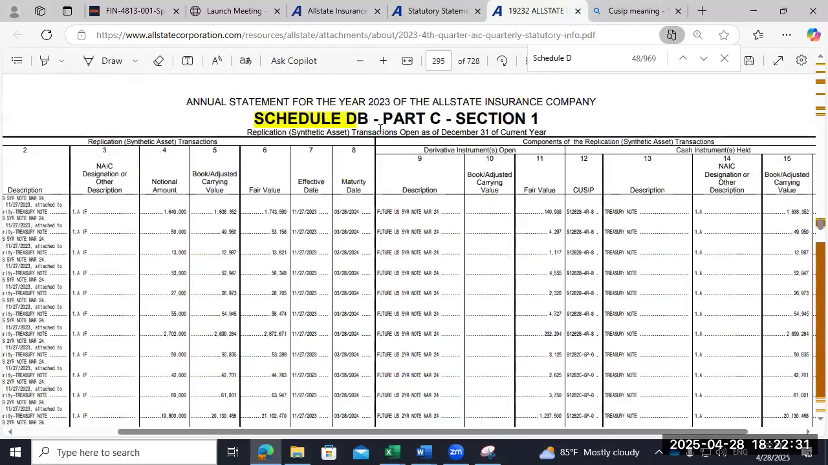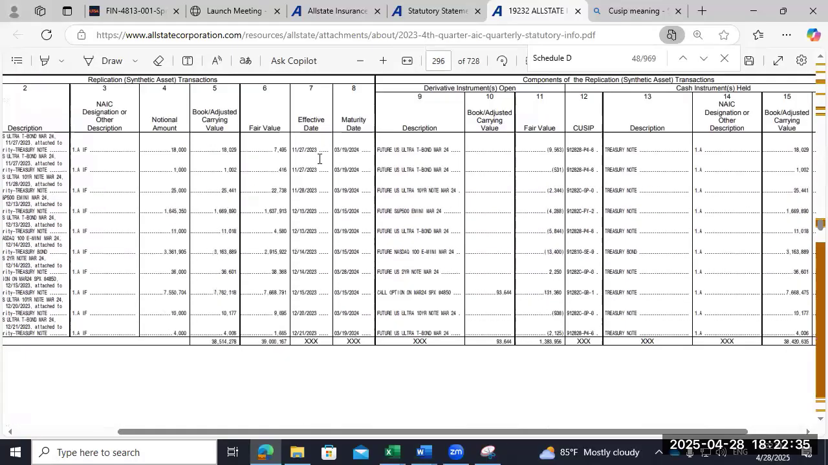So here's all the, well, this is replication. We talked about that in my investment class.